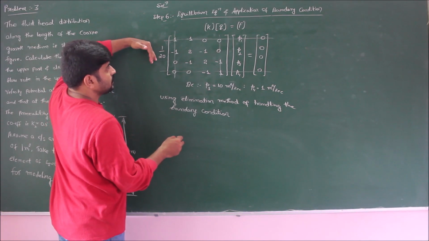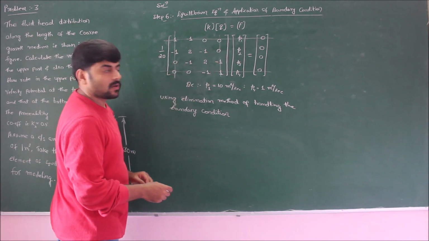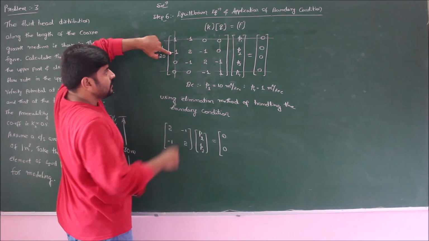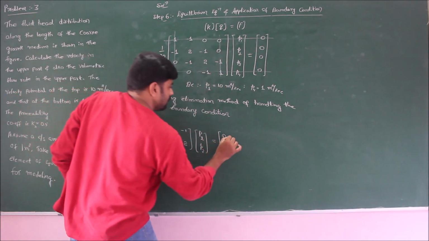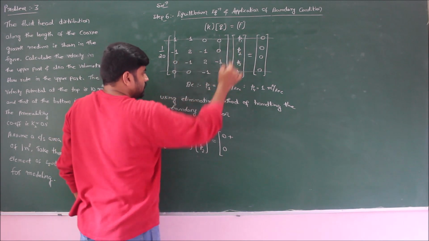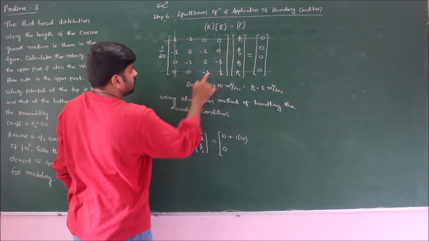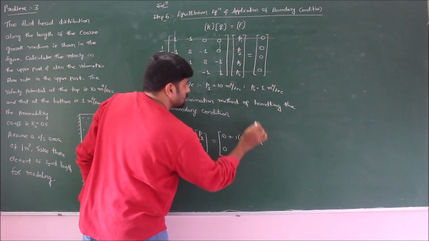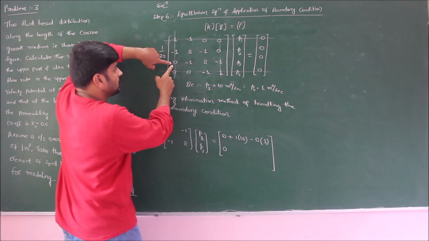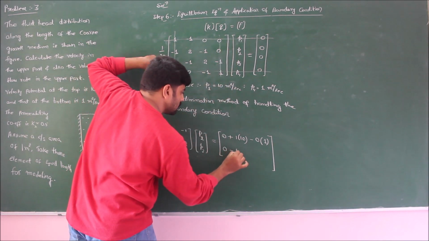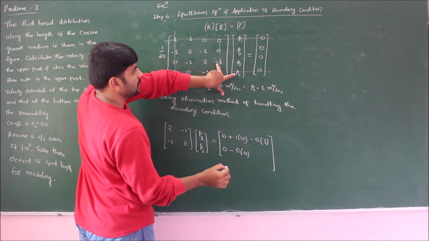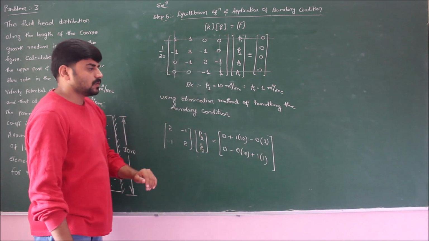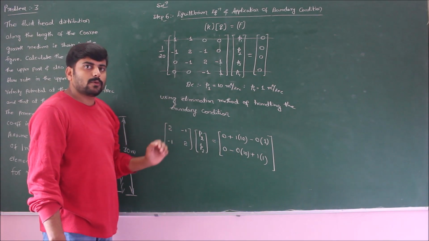Therefore, first I will send this 20 to RHS, so 0 into anything will become 0. So the remaining matrix which is left out by applying the boundary condition will be: this element will be multiplied with P1, take it to the right hand side, will become plus 1 into 10, since P1 is 10, and this element will be multiplied with P4 in the second row. So therefore, take it to RHS, it will become minus 0 into P4, which is 1. Similarly, in the third row, 0 will be multiplied with P1, take it to the right hand side, 0 into 10, and minus 1 will be multiplied with P4, take it to the right hand side, it will become plus 1 into 1. So this is the matrix I get after applying the elimination method of handling the boundary condition.